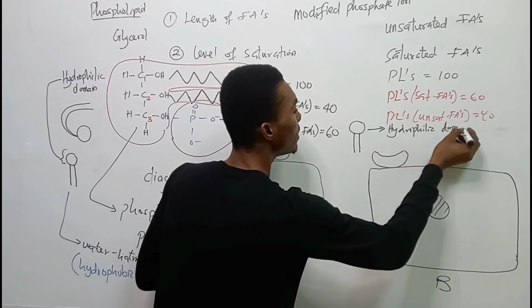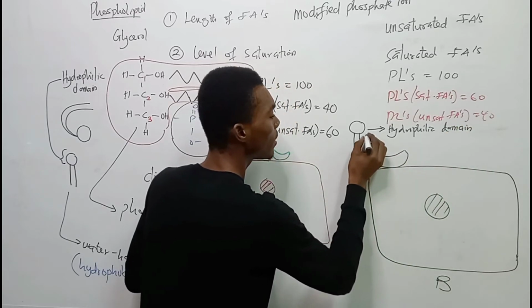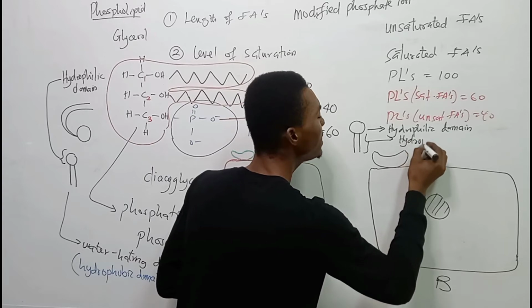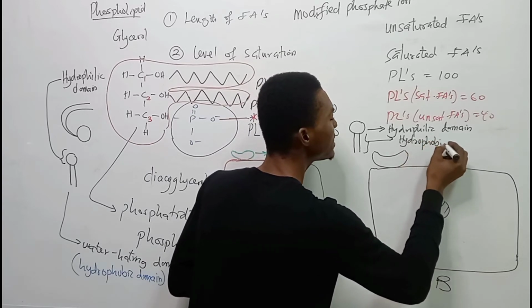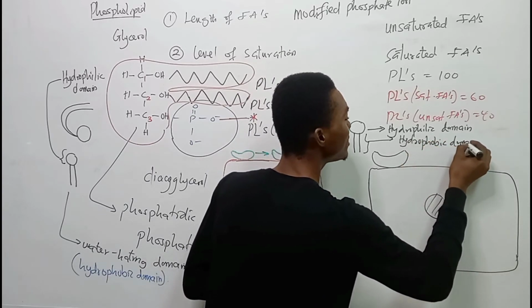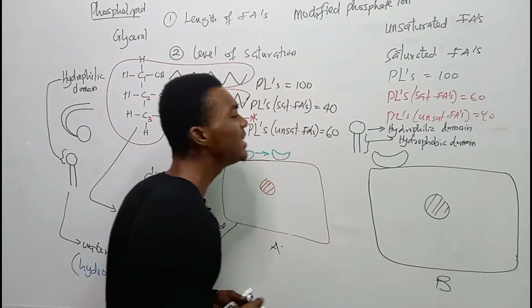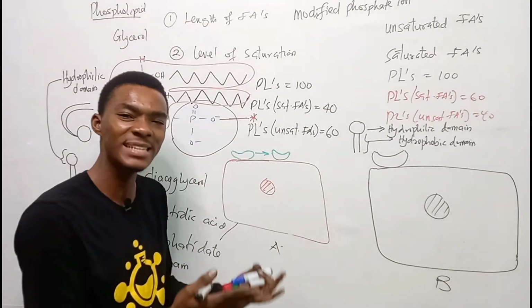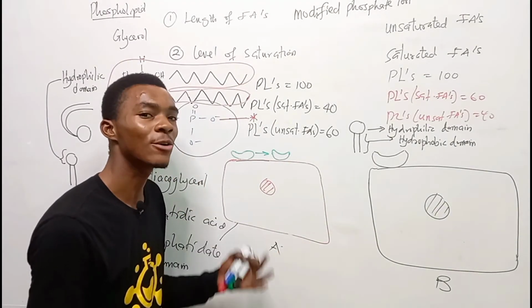Whilst the what? The two tails here represent the what? Hydrophobic domain. Please take note of these two distinct sections of the phospholipid structure because they determine how the phospholipid structures are arranged in the cell membrane. So I want you to take a close look at it.